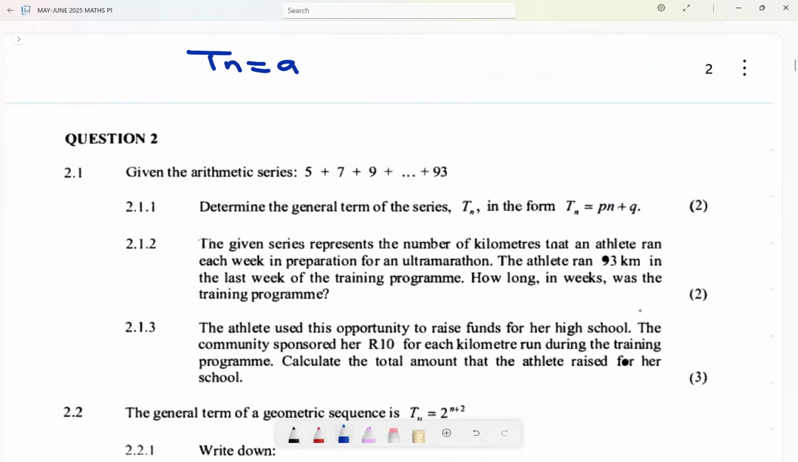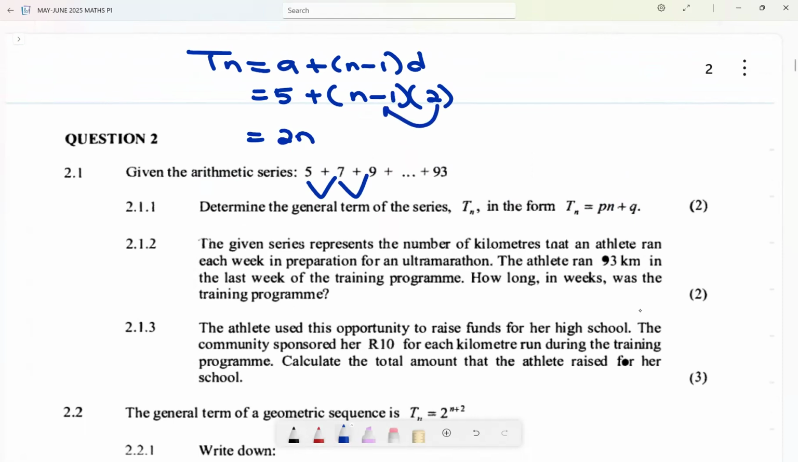Tn is equal to A plus (n minus 1) times the difference. What is A? It is 5. Plus (n minus 1) times the difference. The difference from here to here is positive 2, right? And then you can simplify your maths. 2 multiplied by n is 2n, 2 multiplied by negative 1 is negative 2. Negative 2 plus 5 is plus 3. So this is my Tn, guys, in that format.